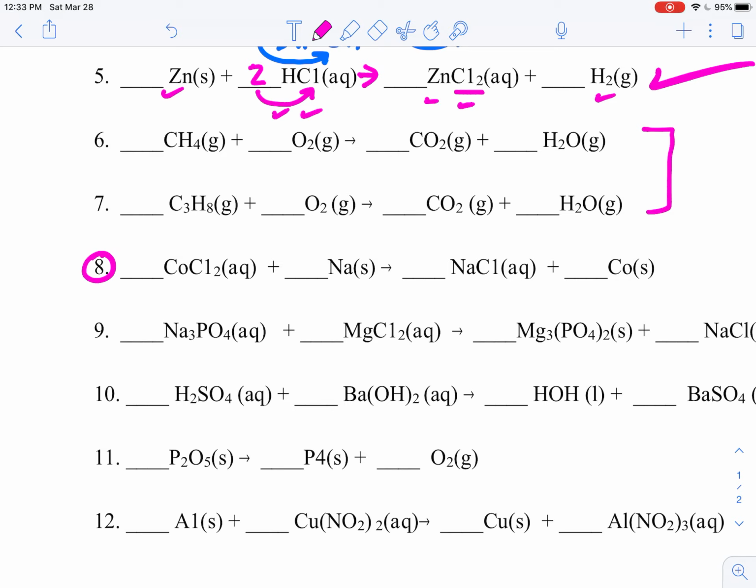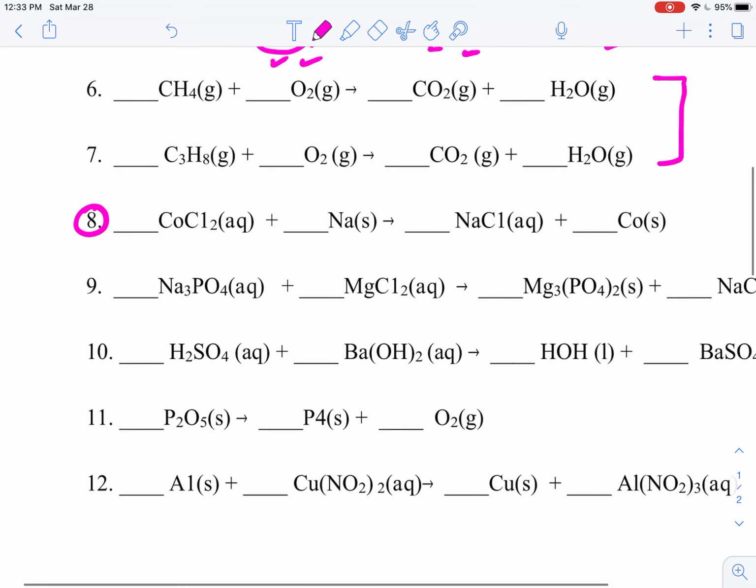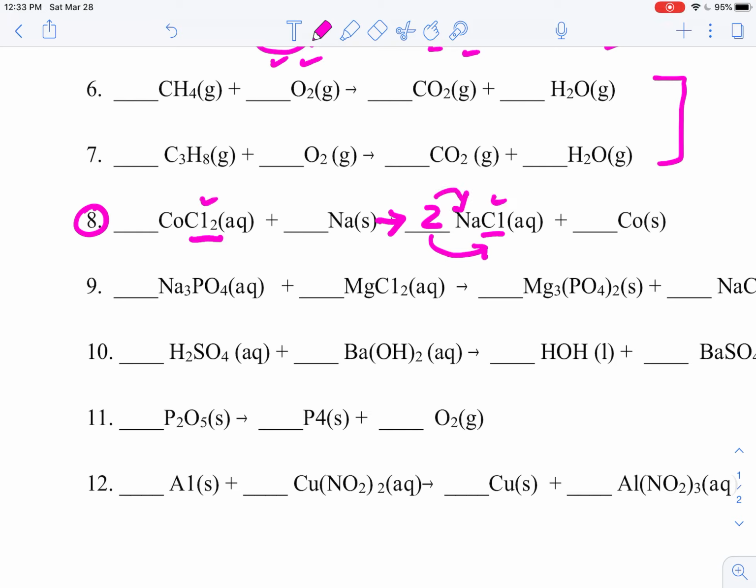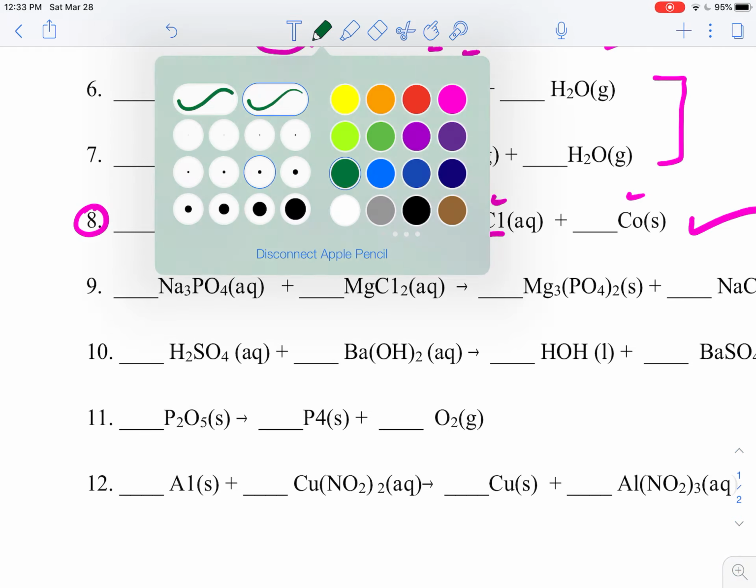So I'm going to move on to having you follow me through maybe a few more here, going to number 8. We have 2 chlorines on the left of our equation. So to have 2 chlorines on the right, I would put a 2, balancing our chlorines. However, this also makes it 2 sodiums. So I go to the left and put 2 sodiums, and I notice our cobalts are already balanced, so we are done with that one.